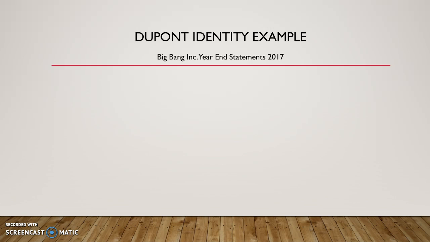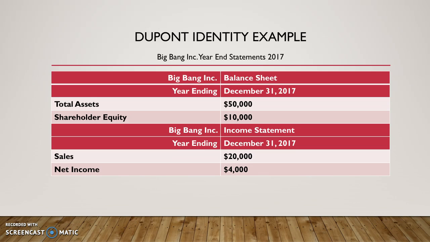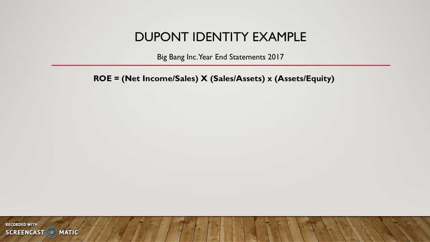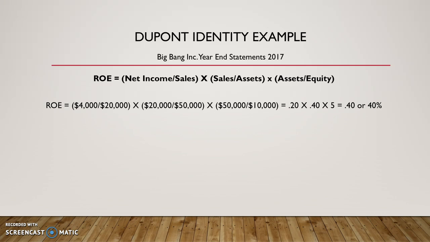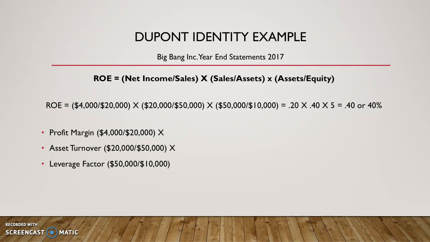Now, let's apply the DuPont identity to the following example using the data from Big Bang Incorporated's balance sheet and income statement from the year 2017. Now, using this formula, we can calculate that the return on equity for Big Bang in 2017 was 40%. We did this with the DuPont identity by taking profit margin, multiplying it by the asset turnover, multiplying it by the leverage factor, which gave us 40%. Now that's a quick run through an example of the DuPont identity.